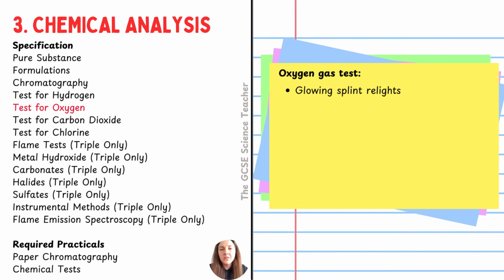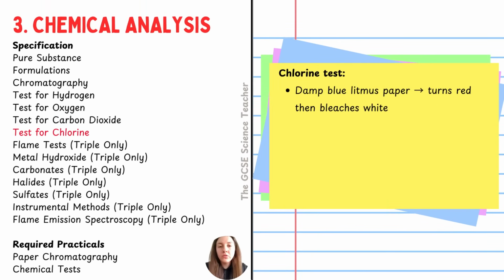Hydrogen gas can be tested for using a lit splint, and you will hear a squeaky pop sound. Oxygen gas can be tested for using a glowing splint, and it will relight. Carbon dioxide can be tested for when we bubble it through lime water. It will turn lime water cloudy. Chlorine gas can also be tested for using damp blue litmus paper. It will start to turn red and then eventually bleach white.